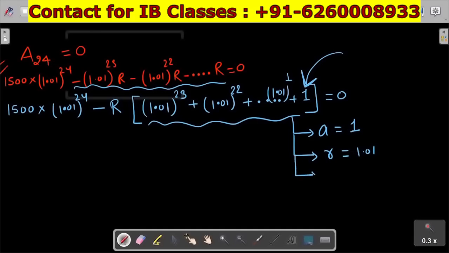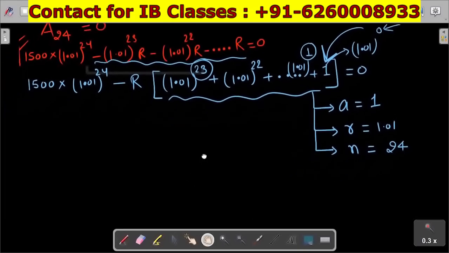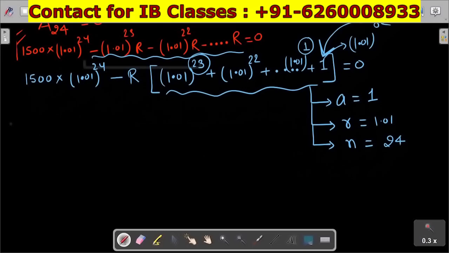How many total terms does it have? See, this one you can write as 1.01 raised to power 0. If this is the first term, the power is 0, or think in this manner: if the power is 0, it's the first term, if the power is 1, it's the second term. So if the power is 23, it will be your 24th term, right? So we got all the parameters of this geometric progression. Now just put in the values.